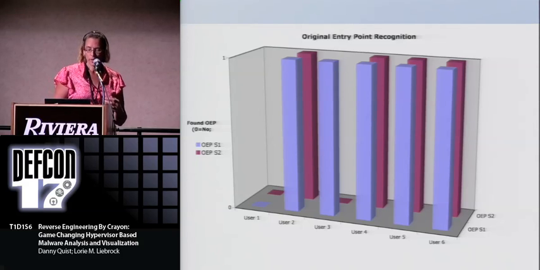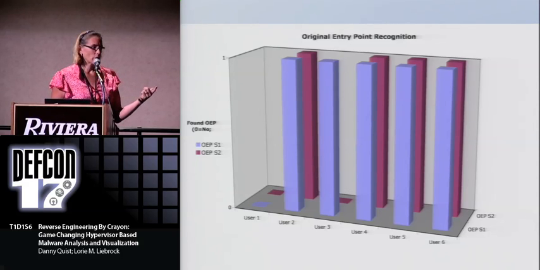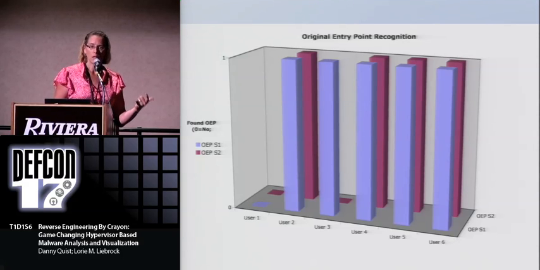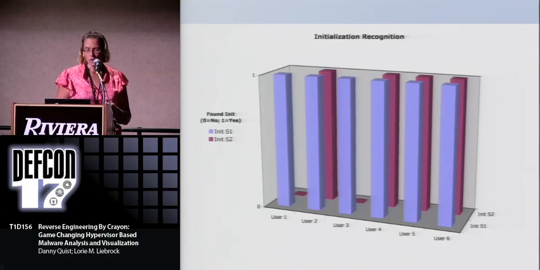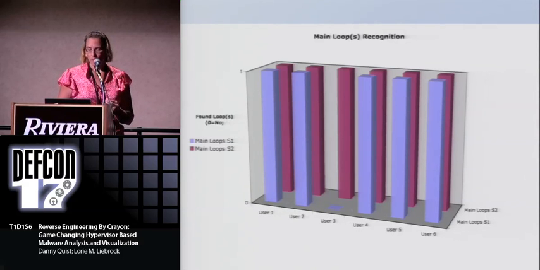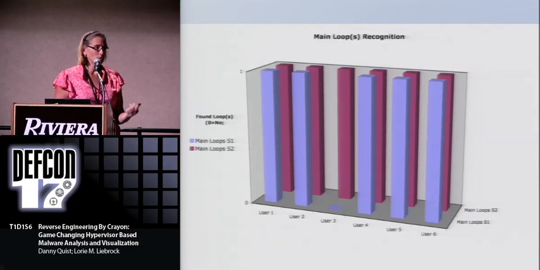So original entry point, you'll see user 1 and user 3 were the 2 newbies who had never before this week done any reverse engineering. We've got the 2 different packers: one of them with one packer finds the OEP, the other one doesn't find it with either one. For the initialization, in one case they all recognize it, in one case the 2 new people can't find the initialization code. Main loops, a little better performance. We have one person with one packer who can't find the main loops of the program, which I find hard to believe.